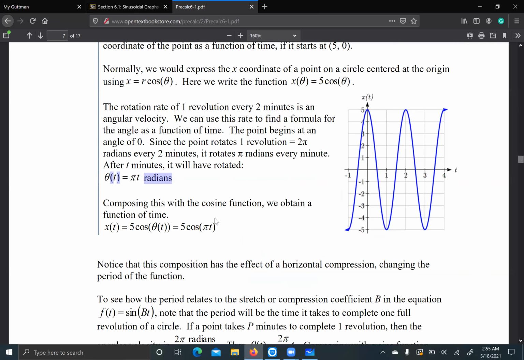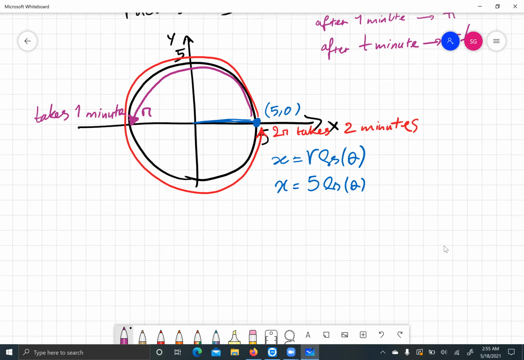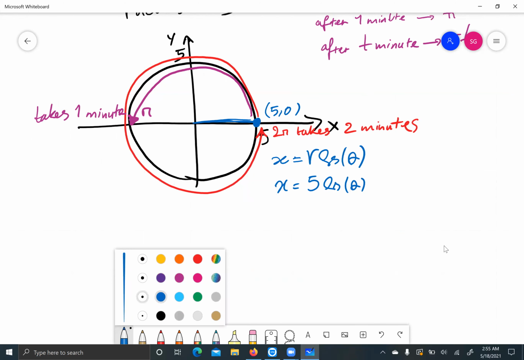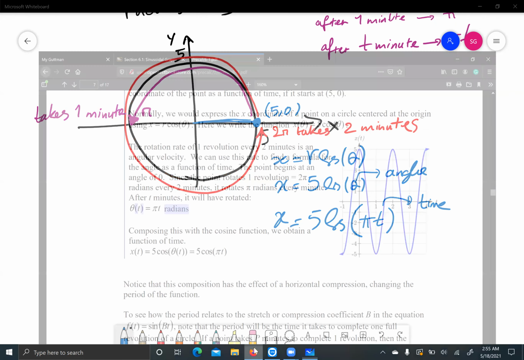So in terms of time, it's cosine of pi t. The function in terms of angle is one thing, but the question says to express it in terms of time. So in terms of time, it's pi t. This is time.